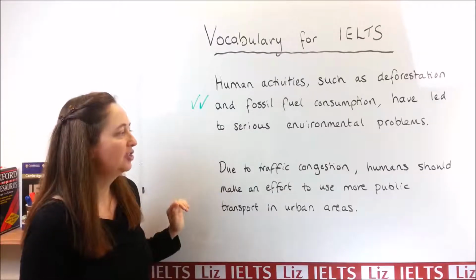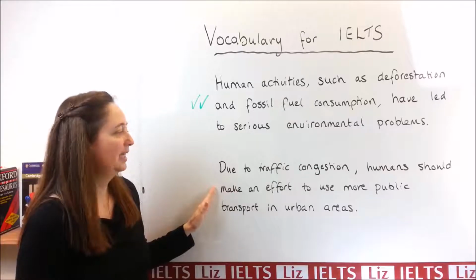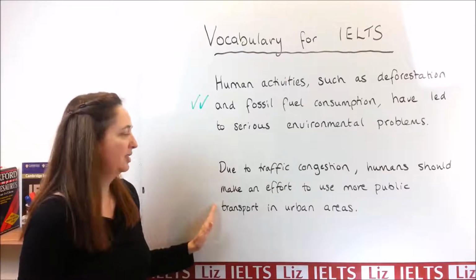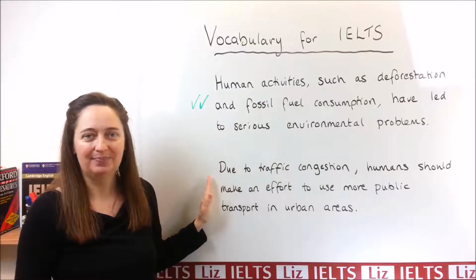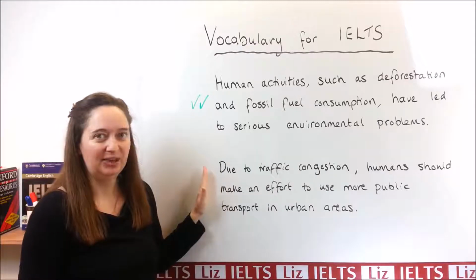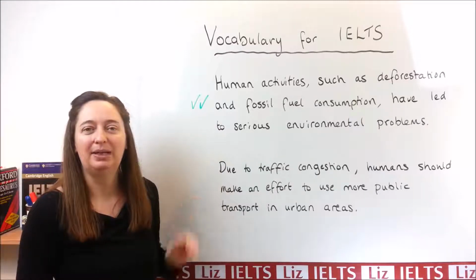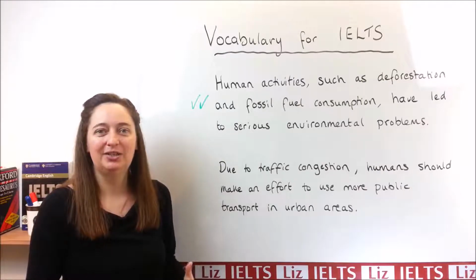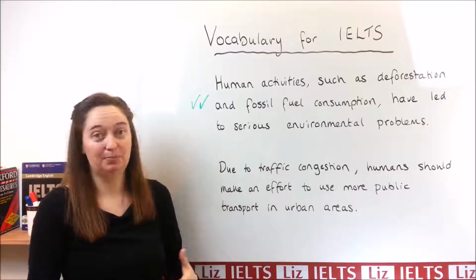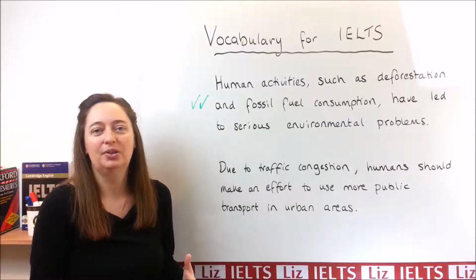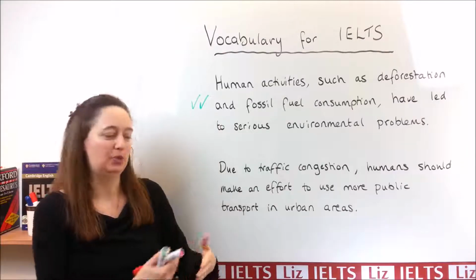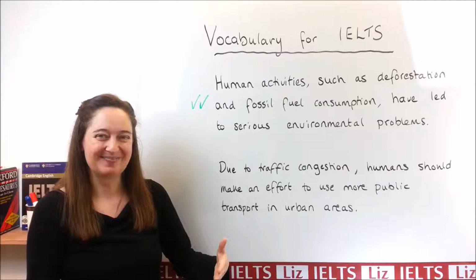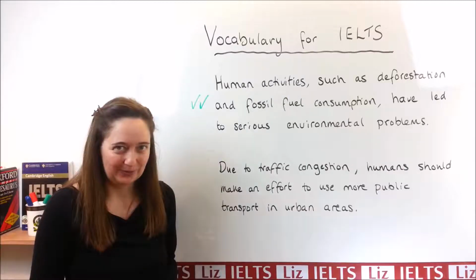Due to traffic congestion, humans should make an effort to use more public transport in urban areas. So this is about city life, and it is about public transportation. Now, in this situation, are we talking about different species? Is it possible that the reader might get confused between animals and humans? And of course, the answer is no.